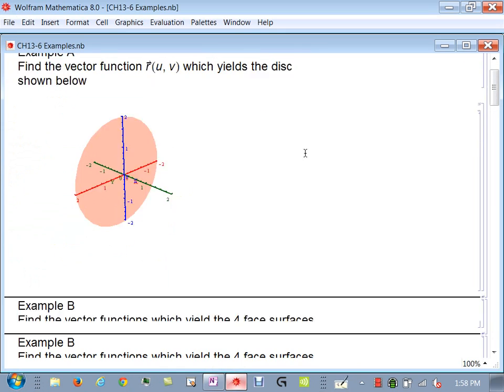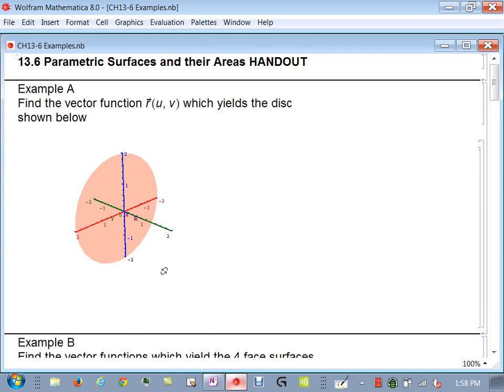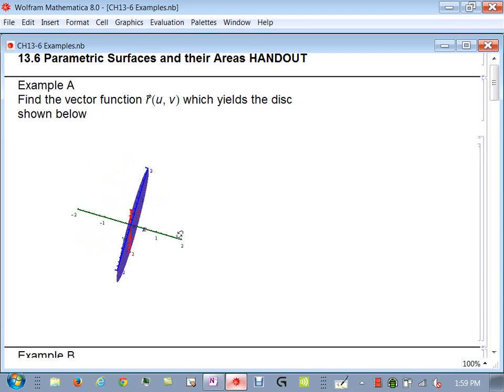Because I had to make copies for you, your pictures are not as good as mine. So my intention here was for you to be able to look up here and see it and not necessarily be looking there, all right? So find the vector function R of uv, which yields the disk shown below. Now, do y'all remember me saying red, green, blue, RGB, red being x-axis, green being y, and blue being z, all right? So this is our x, this is our y, this is our z. That's labeled on yours, right? But it's not up here. So I'm going to kind of spin this disk around so you can see it, right?